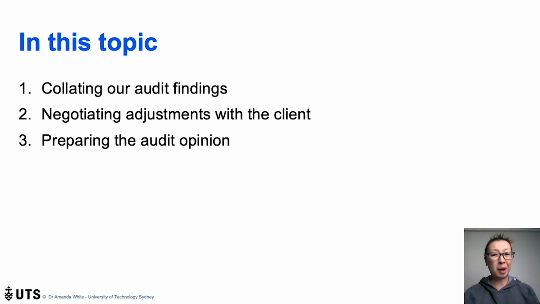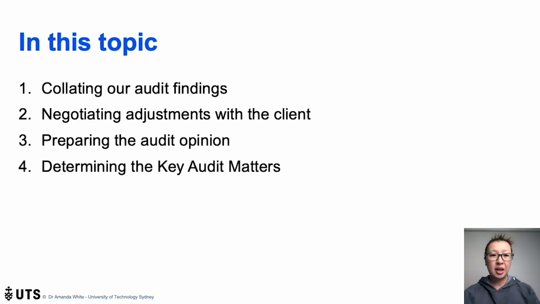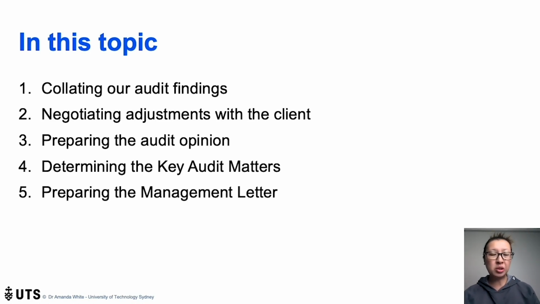Then we're going to look at preparing the audit opinion. We're going to look at the different types of audit opinions and when you choose each option. We're going to look at determining key audit matters, which is a relatively new task for auditors as part of audit transparency. And then we're going to look at preparing the management letter, which is sort of like the bow, finishing up our audit and presenting all of our findings and all of our information to those charged with governance.